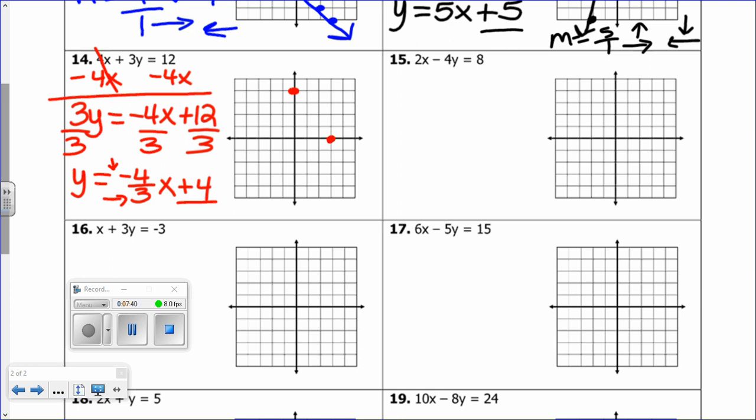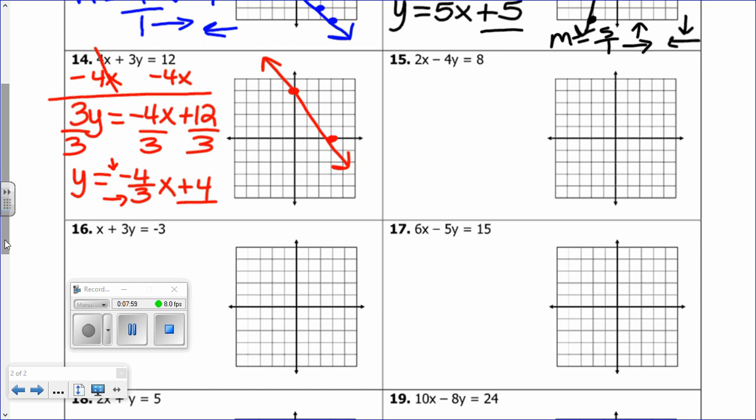So I'm going to do that. Down 4, right 3. And I don't have space to do any more points, so that's good. And we can connect. So I should have a negative slope. My graph says I have a negative slope.